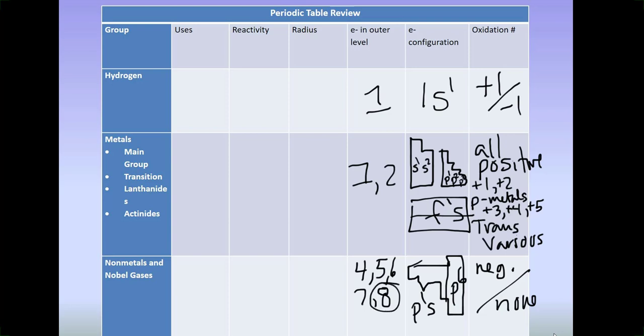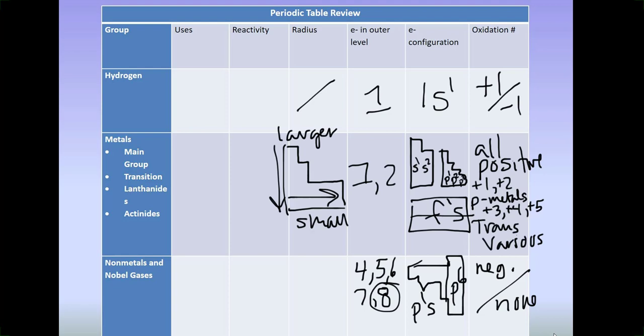The radius, so generally the trend, you don't need to fill anything in for hydrogen. You're not comparing it to anything. But for your metals, generally as you go across, it's getting smaller. As you go down, it's getting larger. So your nonmetals and your noble gases, the trend continues. As you go across, it's getting smaller. As you go down, it's getting larger.